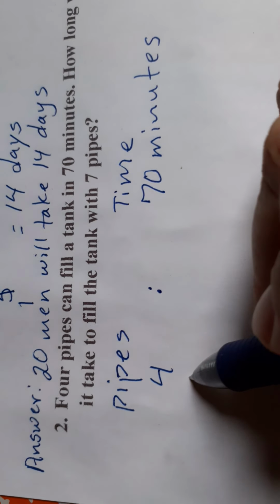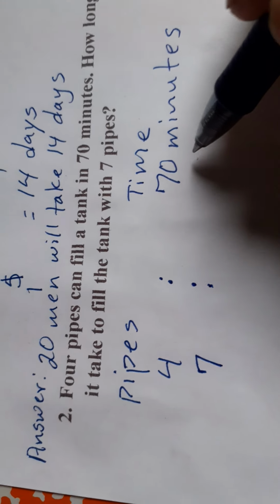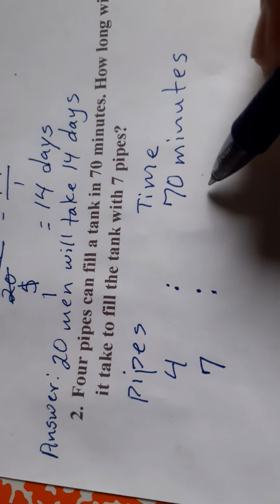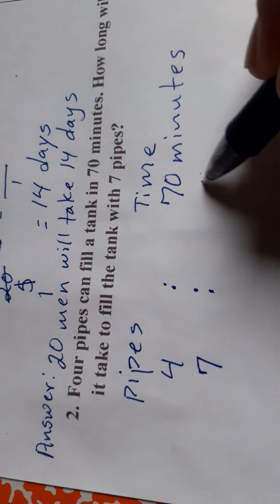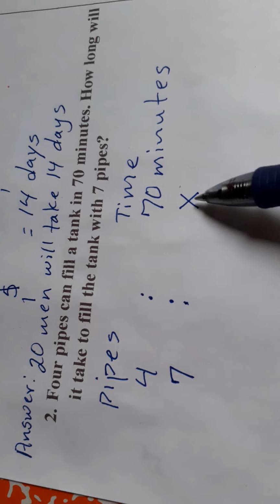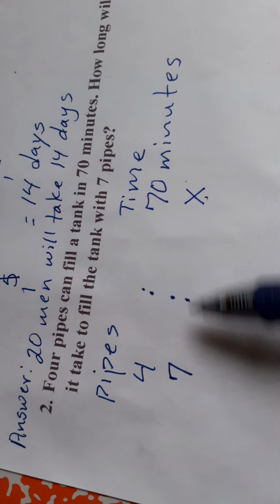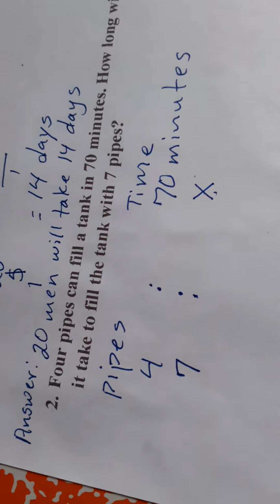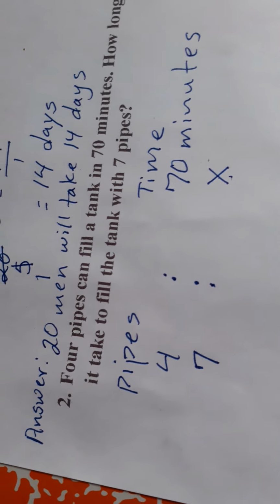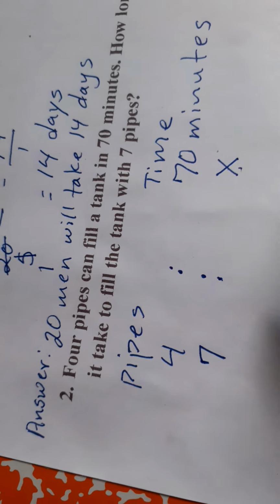So they're asking how long will 7 pipes take to fill the same tank. Okay, so how long? So it means that we are looking for how long it will take to fill the same tank with 7 pipes. All right, so that's our setup. We set up our ratio. Then now we multiply straight.